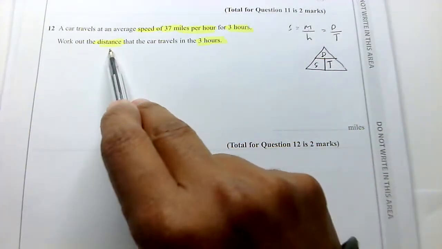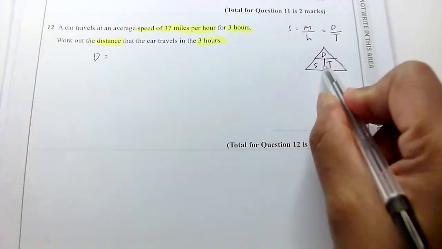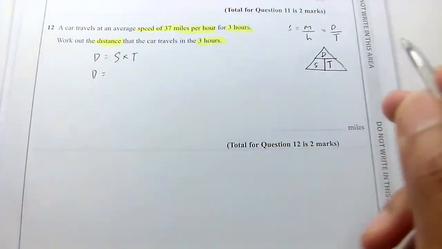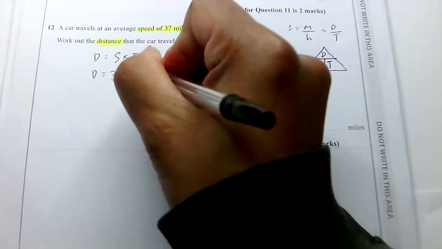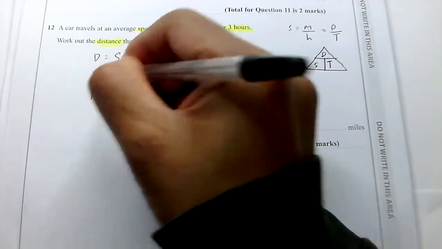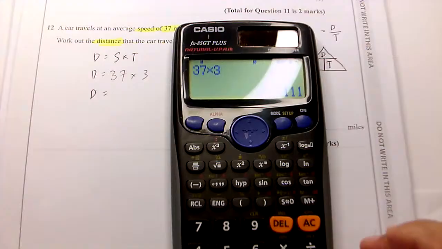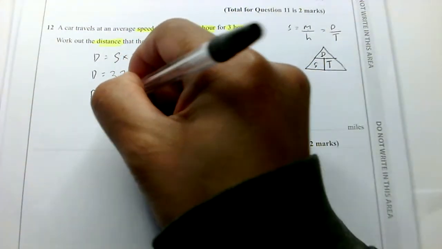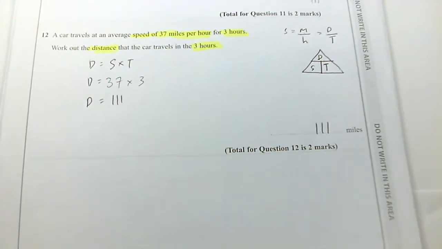I'm going to be working out distance. So distance is going to be speed times time. My speed is 37 miles and my time is 3 hours. Put that in a calculator. 37 times 3 gives me 111. So that is my miles. Well done if you got that correct. Let's go to the next question.